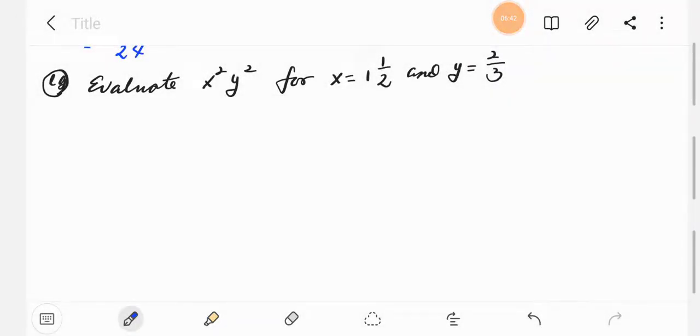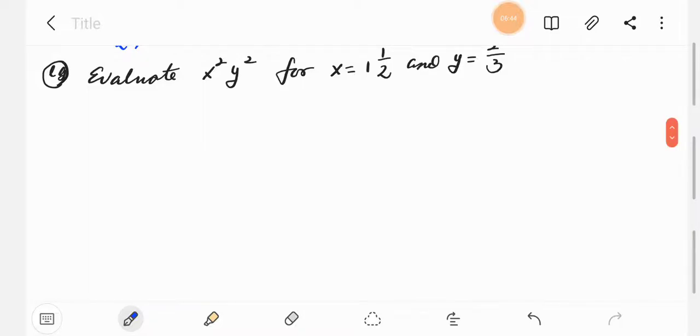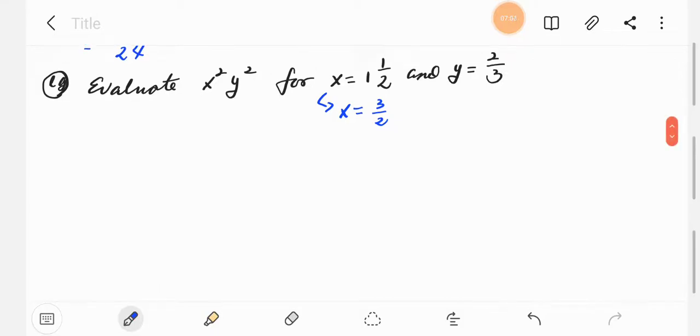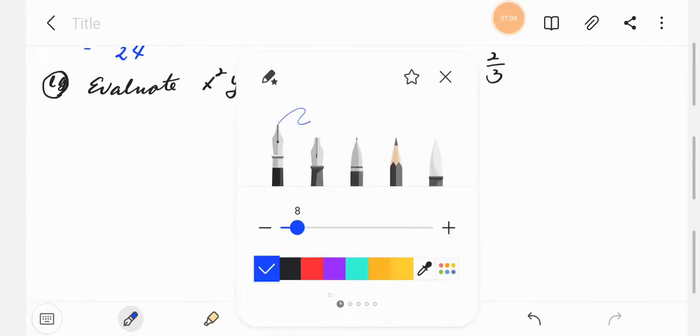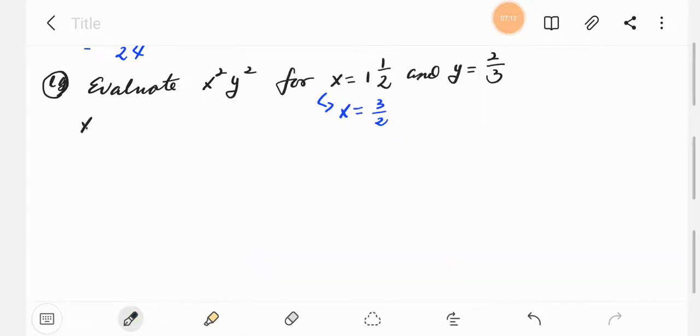For this example, we will evaluate x squared times y squared for the given values. That means we're going to replace the variable x with the value. So x is 1.5. Why don't we convert this to an improper fraction? That is 3 over 2. So replace x with 3 over 2 and y with 2/3. So here's x squared times y squared. When you replace x and y, use the parentheses.